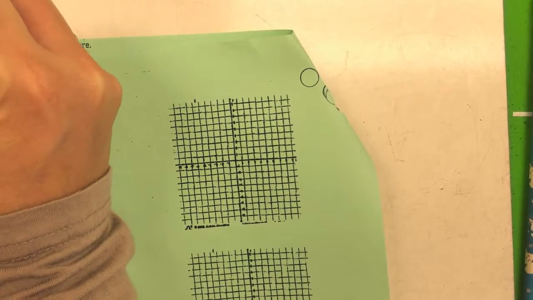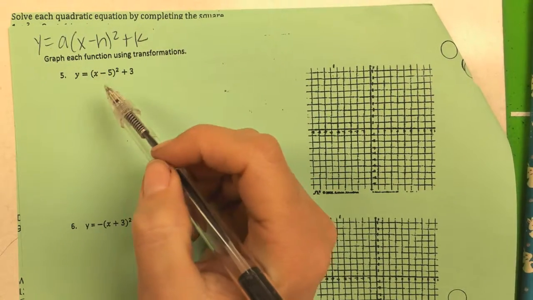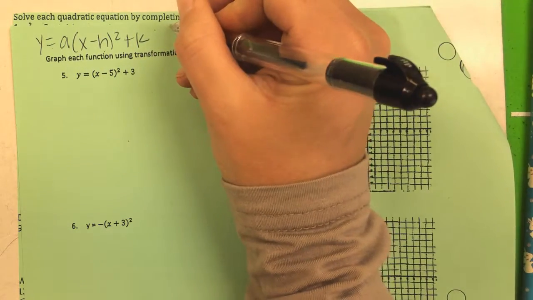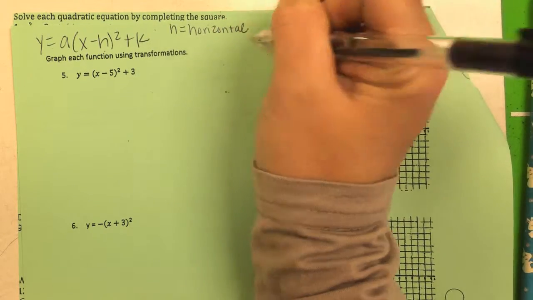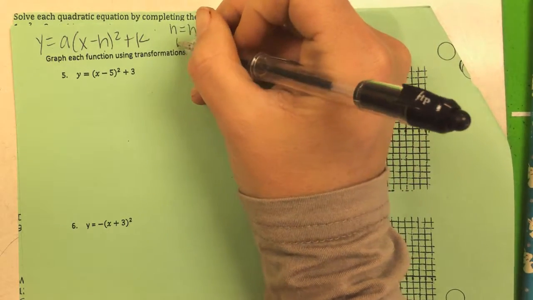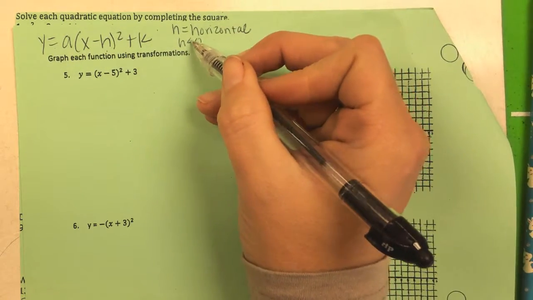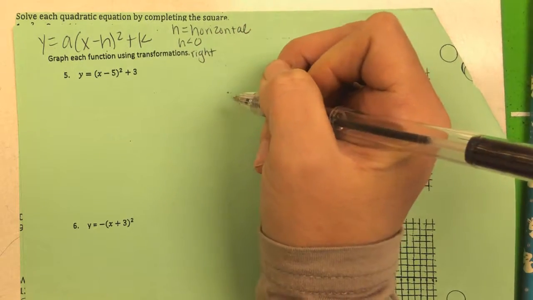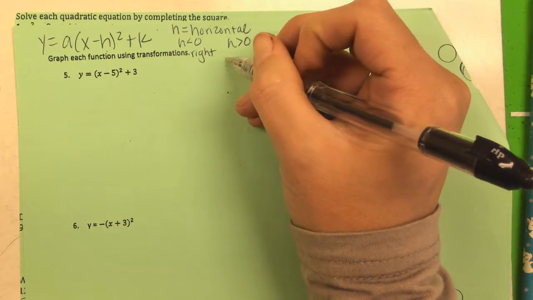A(x minus h) squared plus k. Right. Good. Okay, so here's vertex form. Again, what's on the inside right here is going to be moving horizontally, or on your x-axis. So h equals horizontal. I want you to write that down. If h is less than 0, meaning that this is a minus h, so negative h, then you're going to be moving to the right on your x-axis. If h is greater than 0, so if it's plus h, you're going to be moving to the left.